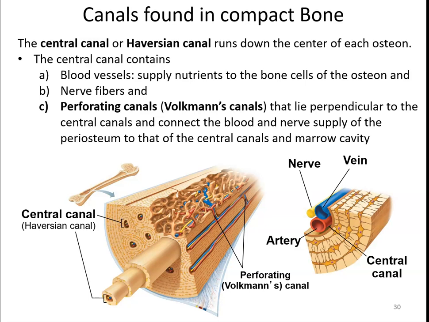So what are these spaces we find in compact bone? Well, we have central canals or Haversian canals, and that's where the blood vessels, arteries and veins, and nerves would run through the bone. We also have connections between those central canals called perforating or Volkmann's canals. So this central canal can be connected to this central canal through this perforating or Volkmann's canal.